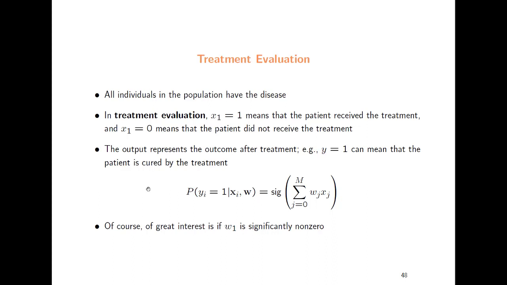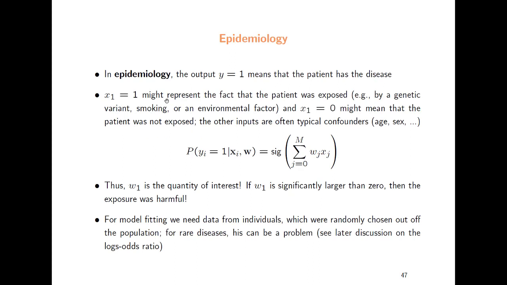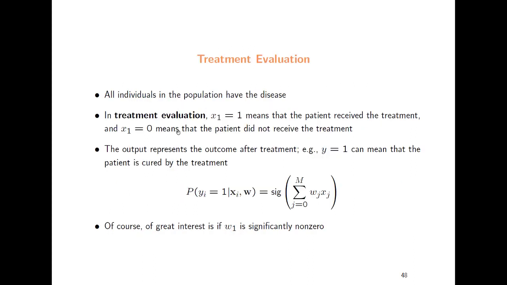Oh yeah, and the other case, so this was epidemiology. So you want to understand the causes of a disease. And in a clinical setting, you're more interested in the evaluation of a treatment or of a medication. So x1 equals 1 might mean that the patient received the treatment, and x1 equals 0 means that the patient did not receive the treatment.